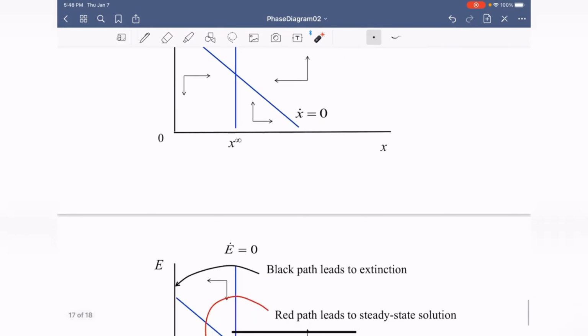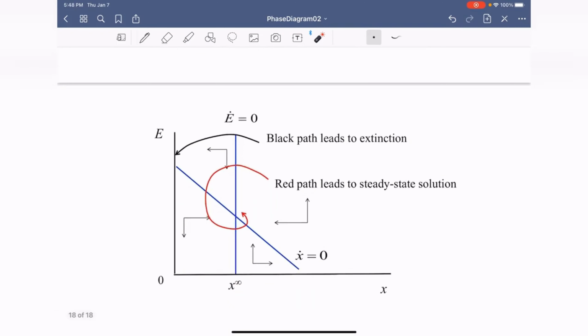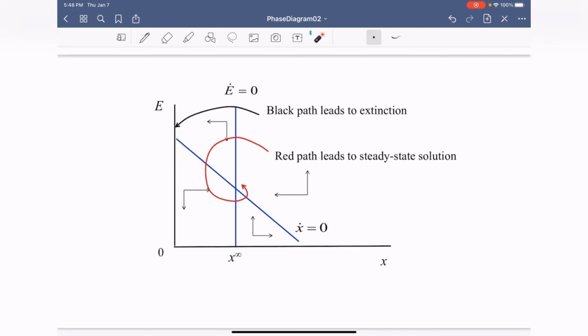Then if we go to the other diagram, we can see that the black path leads to extinction as shown above, and the red path leads to a steady state solution, but we get a spiral to that steady state here. And notice again that this is your open access amount.